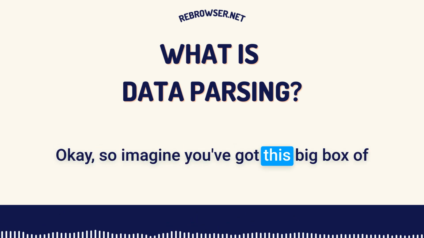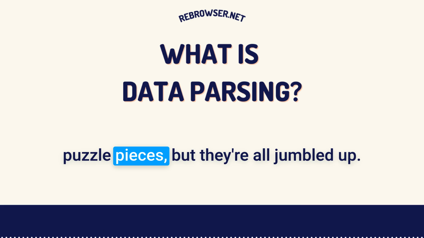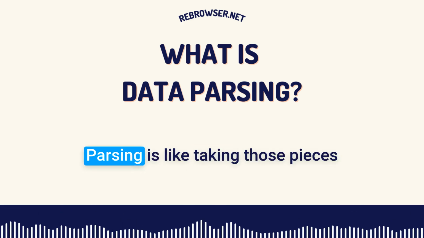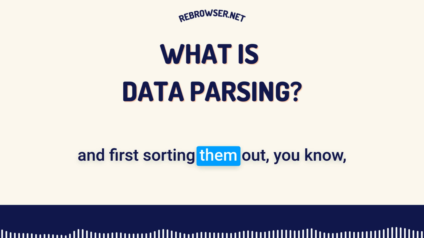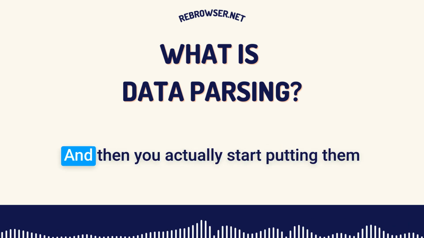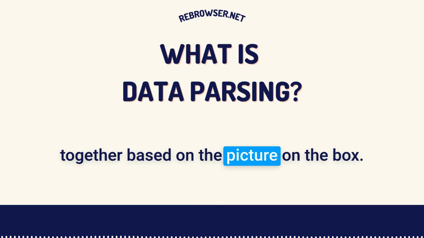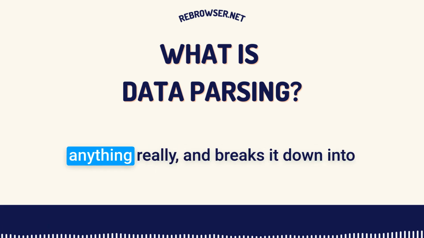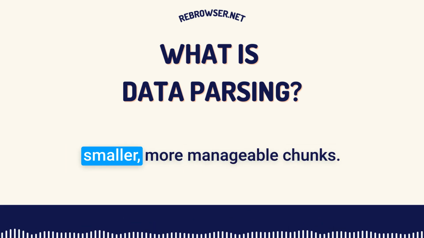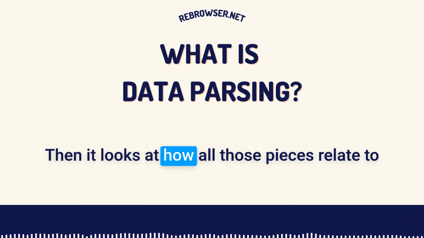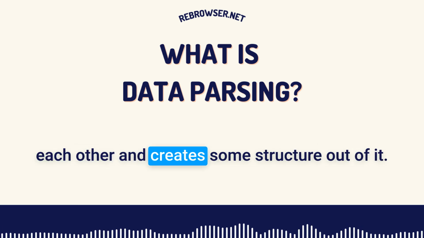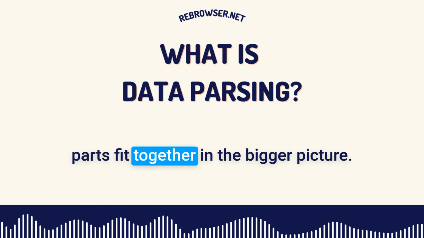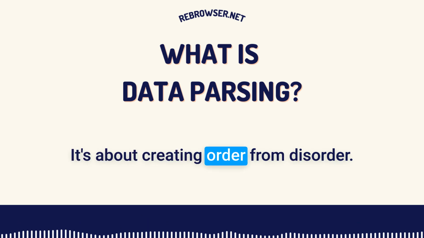Okay, so imagine you've got this big box of puzzle pieces, but they're all jumbled up. No organization whatsoever. Total chaos. Right. Parsing is like taking those pieces and first sorting them out, maybe by color, maybe by shape, and then you actually start putting them together based on the picture on the box. That's essentially what data parsing does. It takes raw data, which could be anything really, and breaks it down into smaller, more manageable chunks. Then it looks at how all those pieces relate to each other and creates some structure out of it. So it's not just breaking things apart, it's about understanding how those parts fit together in the bigger picture. Exactly. It's about creating order from disorder.